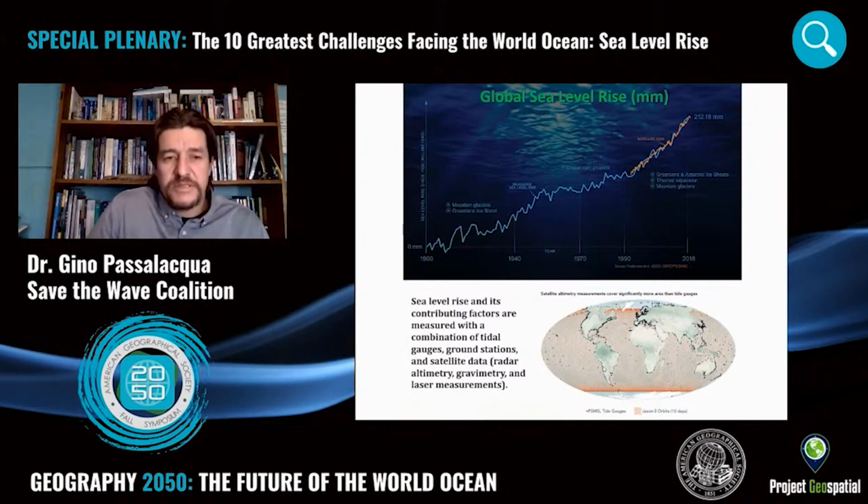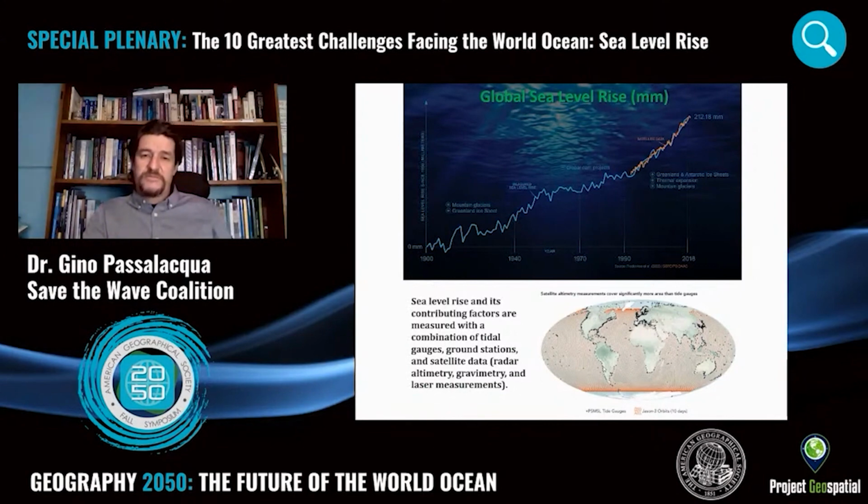So how do we measure these different contributing factors? We use tidal gauges around the world, as you can see on the map. We use ground stations. We use satellite data with radar altimetry, gravimetry, and laser measurements. You can see on this map the orbit of Jason 3, which is one of the satellites that measures radar altimetry.